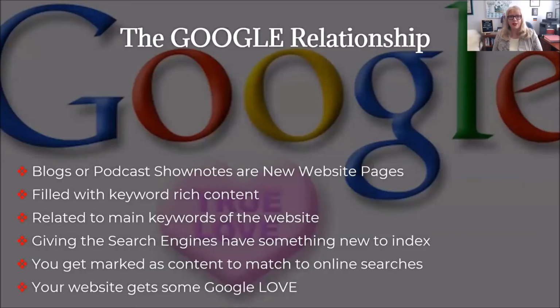So you really have to understand that Google relationship, that every blog, podcast, or website page that you have, they're all considered a page on your website. The idea is to fill them with keyword-rich content that's related to the main topic of your website, okay? That gives the search engines, every time you publish a new one of those, whether it's a blog post, a show notes post page, or a website page, it gives the search engines new content to index. They match it up to what they're having people searching for online, and essentially your website gets what I call the Google love. So you really have to understand this whole relationship.